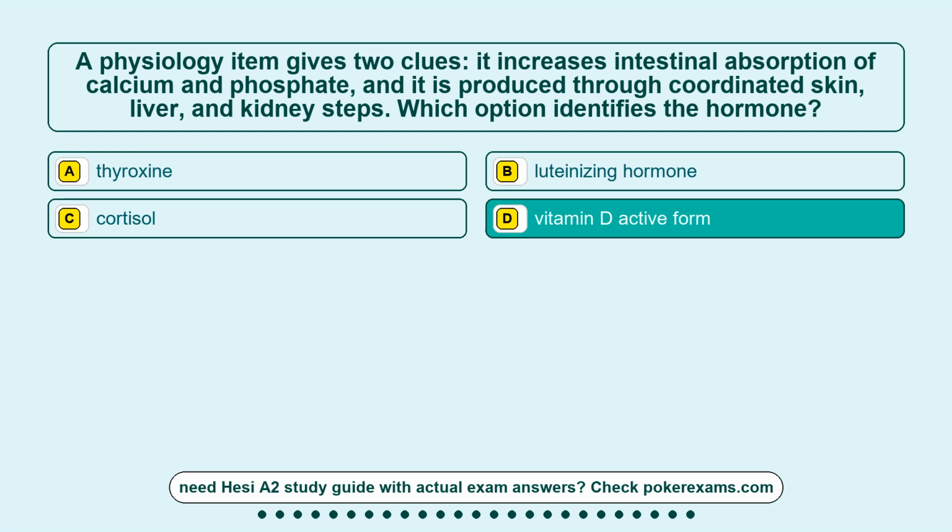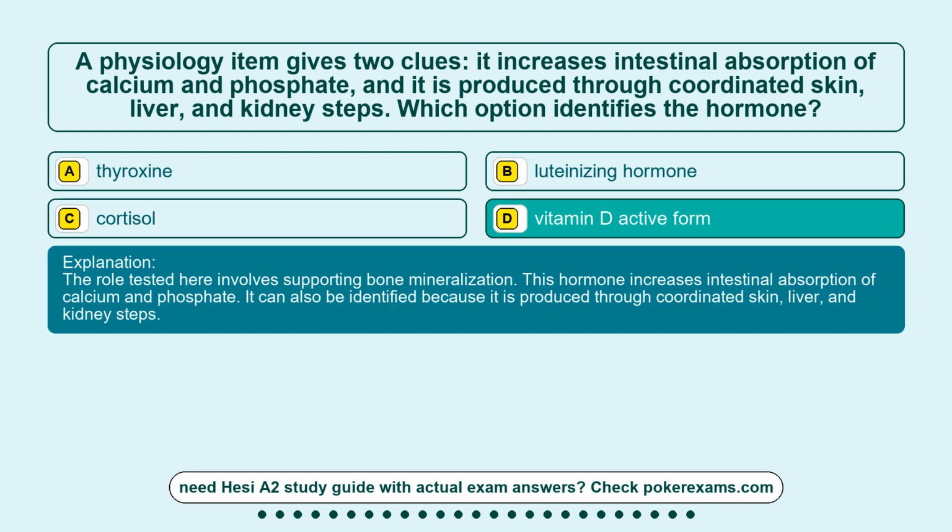The correct answer is option D, vitamin D active form. The role tested here involves supporting bone mineralization. This hormone increases intestinal absorption of calcium and phosphate. It can also be identified because it is produced through coordinated skin, liver, and kidney steps.